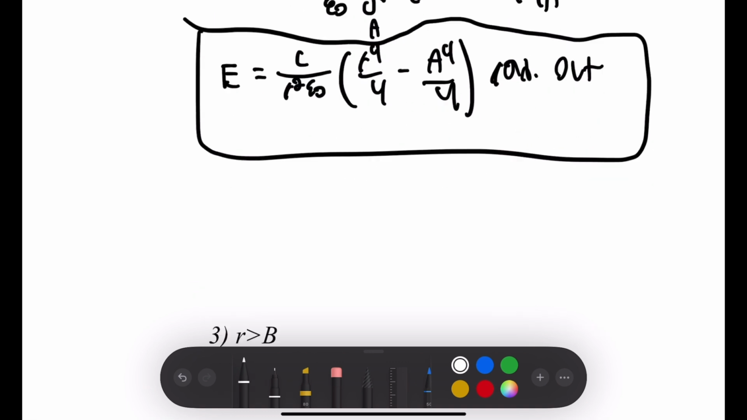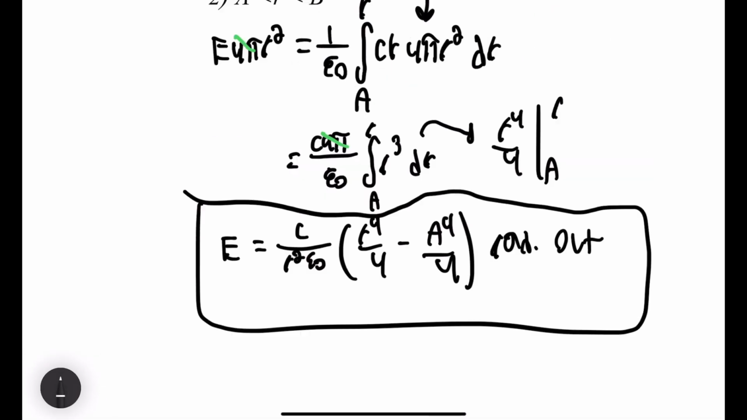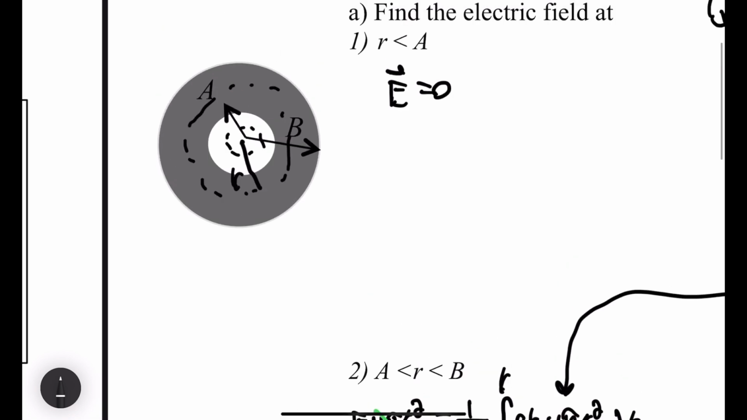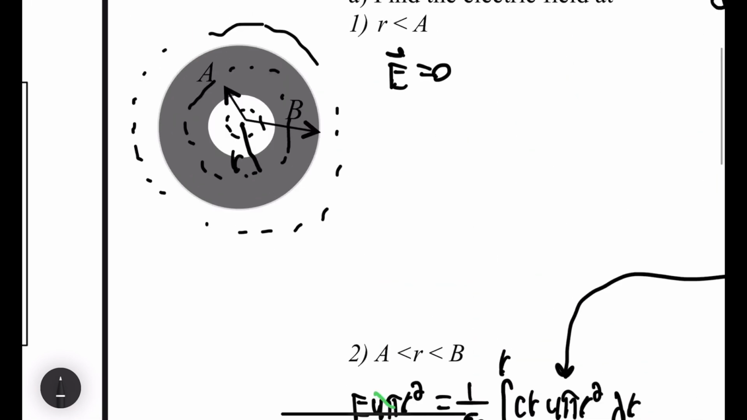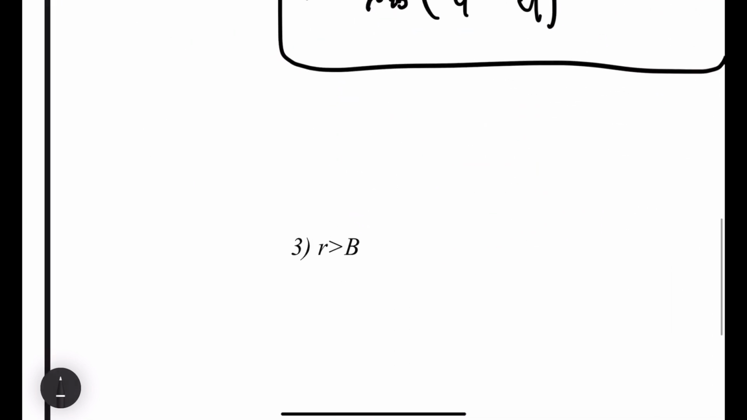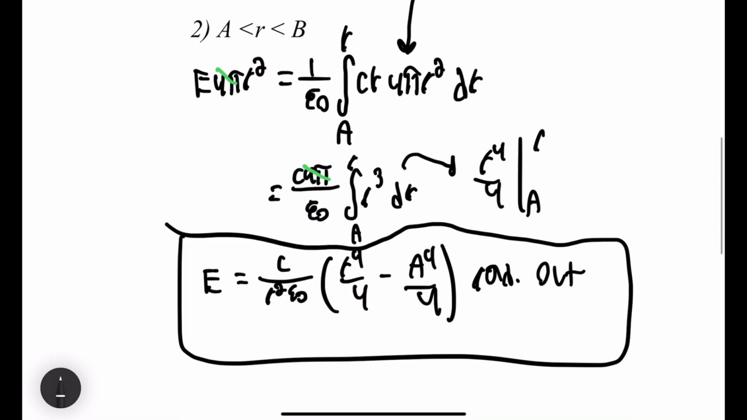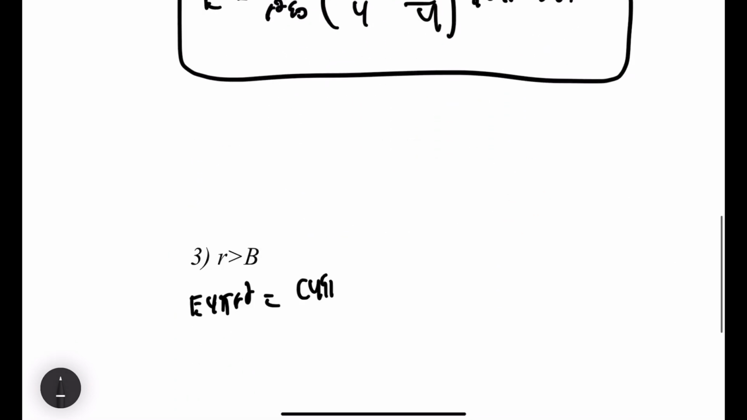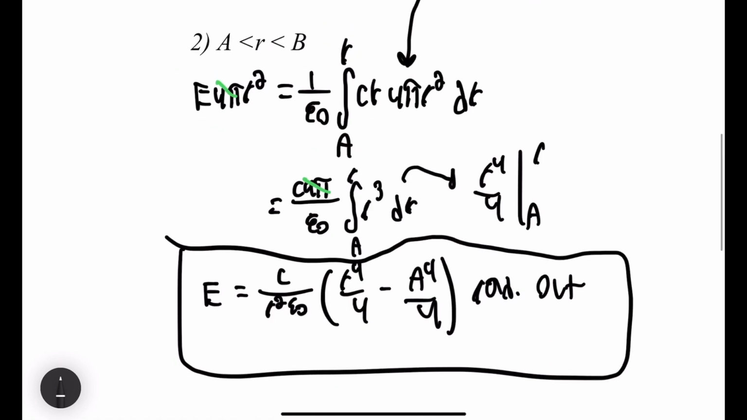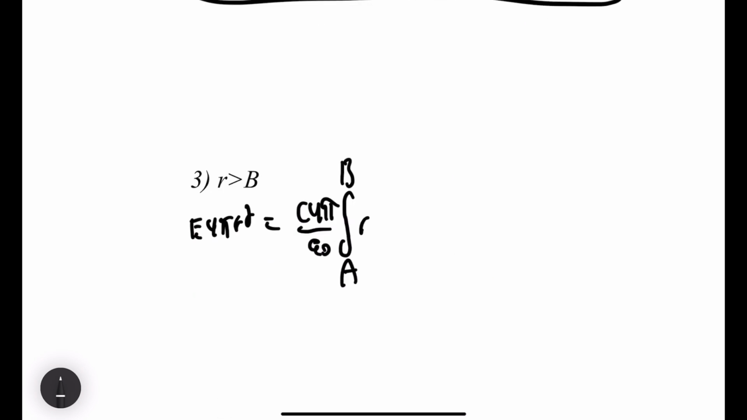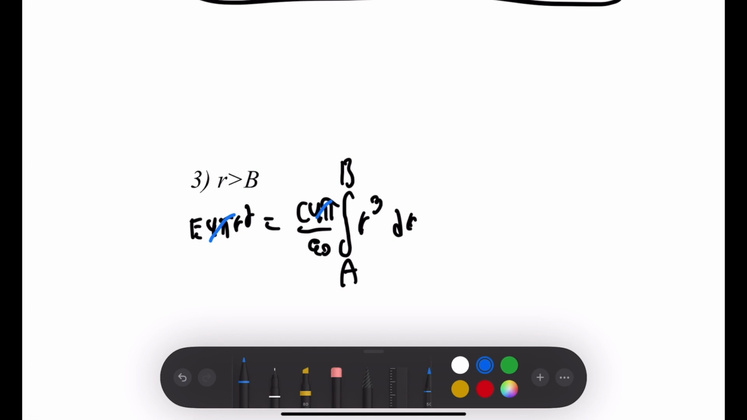So this is the second part. And the third part is when r is greater than b. So now we're out here. The only thing that's going to change here is our bounds of integration, because now we're enclosing the entire surface. So it's going to be E 4 pi r squared is equal to C 4 pi over epsilon naught, but now I'm going from A to B of r cubed dr.